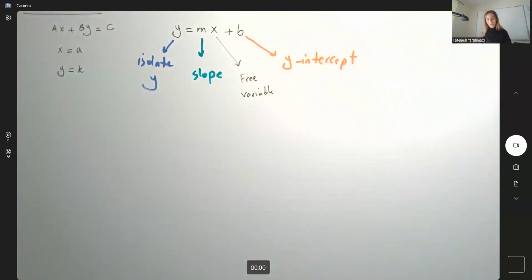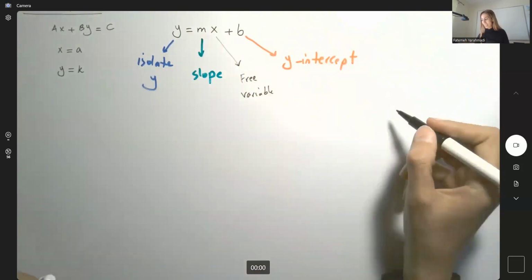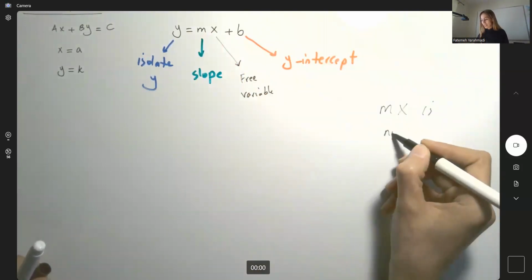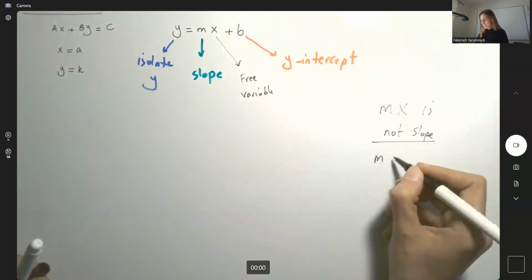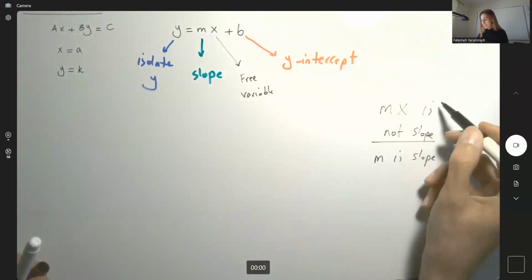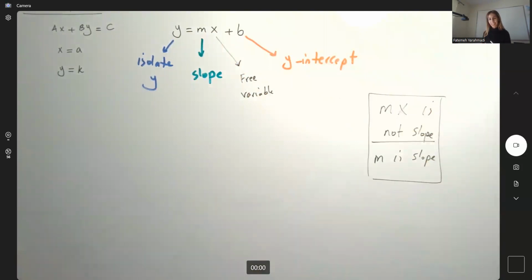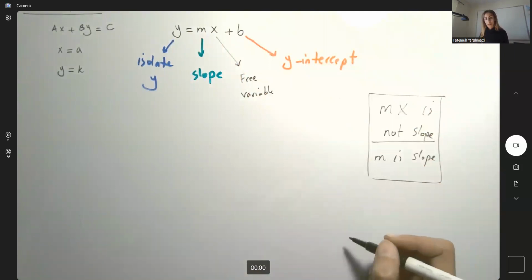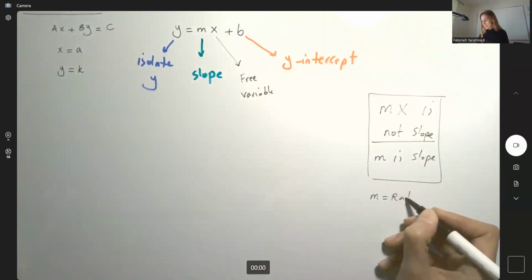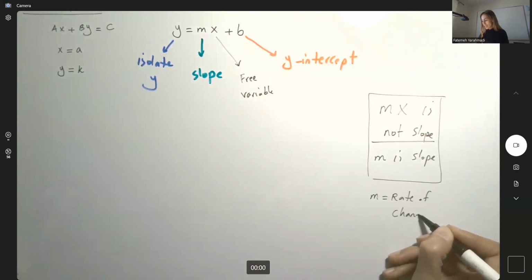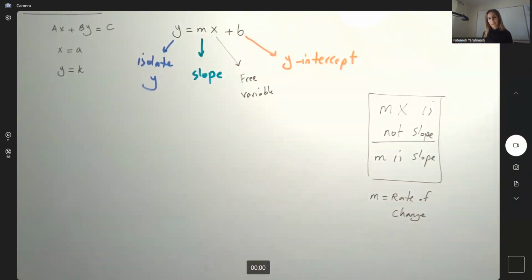You have the slope times x. Guys, it's a common mistake that I ask a student, what is the slope? They say mx is the slope. That is wrong. mx is not the slope. m is the slope. So please make sure you don't confuse these two. m, or the slope, rise over run, or rate of change. Very well.